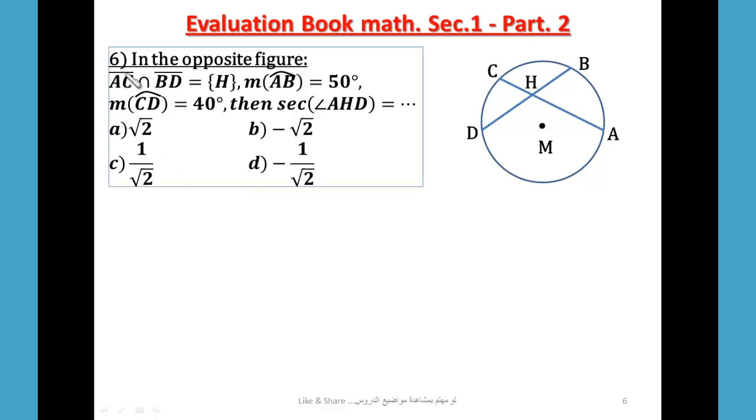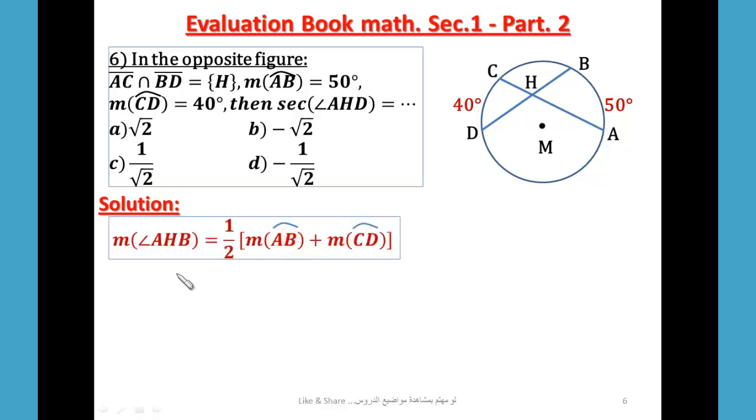Number 6, question 6. In the opposite figure, line segment AC intersects line segment BD at point H, and the measure of arc AB equals 50, measure of arc CD equals 40. Then sec angle AHD equals one of these: root 2, negative root 2, 1 over root 2, negative 1 over root 2. Solution.